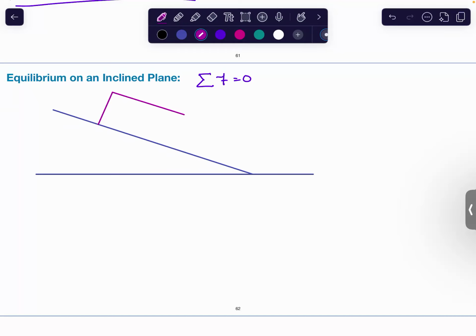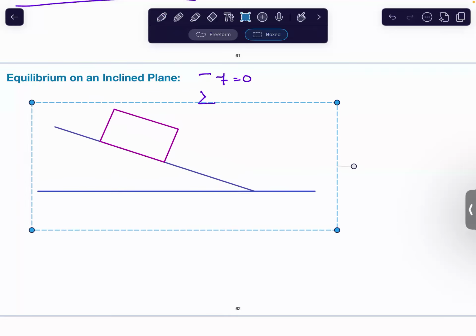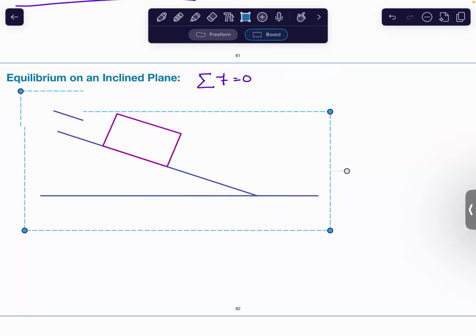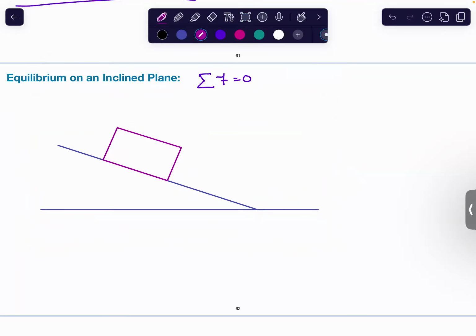Maybe I'm not giving myself enough room. That's okay, I'll move it. Okay, so we have a mass on a plane. I'm going to go ahead and give myself a little more space here. There we go. Going to mark my center of mass. Okay, now I'm going to go ahead and mark, I have an angle phi.